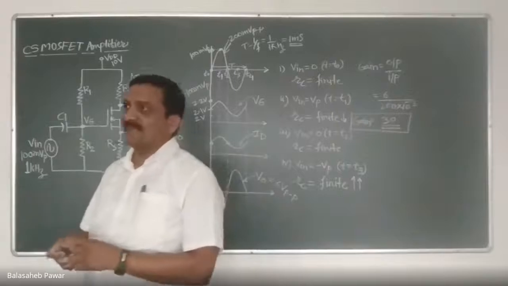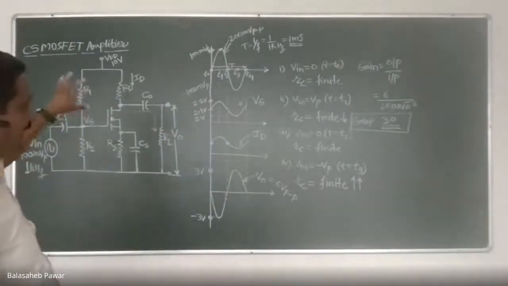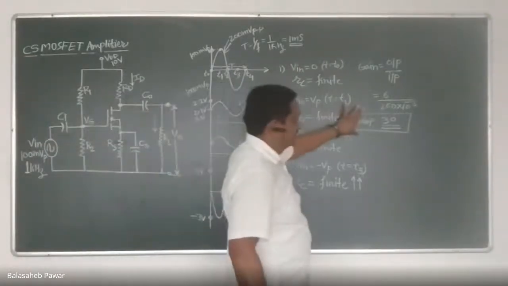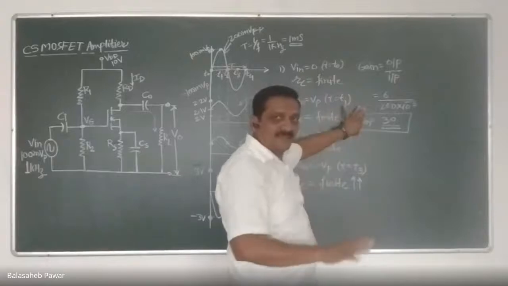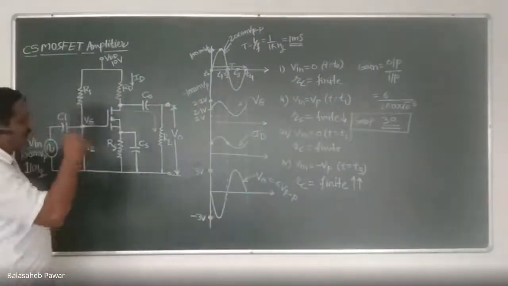So we'll stop here. Of the parameters of this amplifier, the first parameter we covered today is gain. Gain is nothing but output voltage divided by input voltage. The remaining parameters we will discuss from the next lecture.